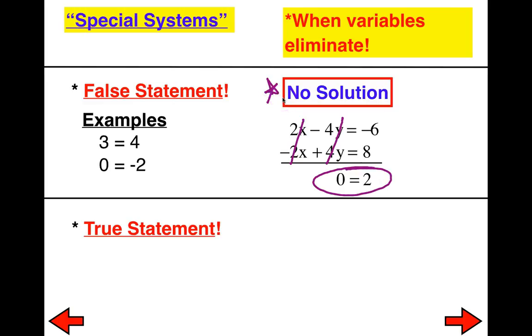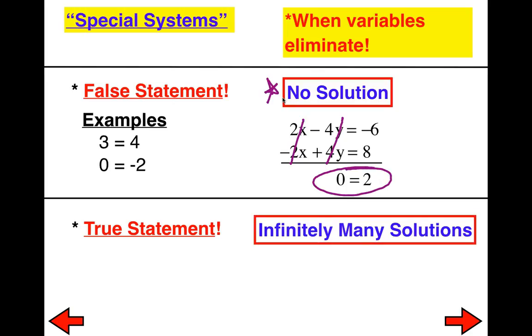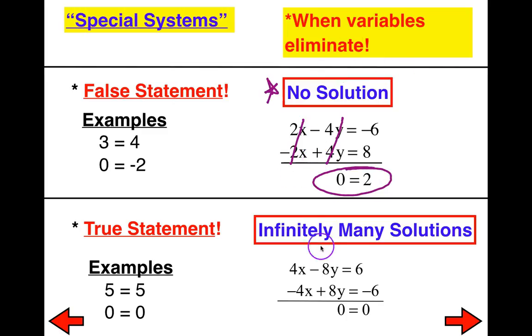Those are the things that you're going to be looking for whenever you claim it's no solution. Now, what if you have a true statement? Then your answer is going to be infinitely many solutions. Some examples might be 5 equals 5 or 0 equals 0. Notice, even as these zeros pop up, that's no indication that the answer is no solution. All I care about is, hey, did any variables eliminate? So let's take a look at an example like this.